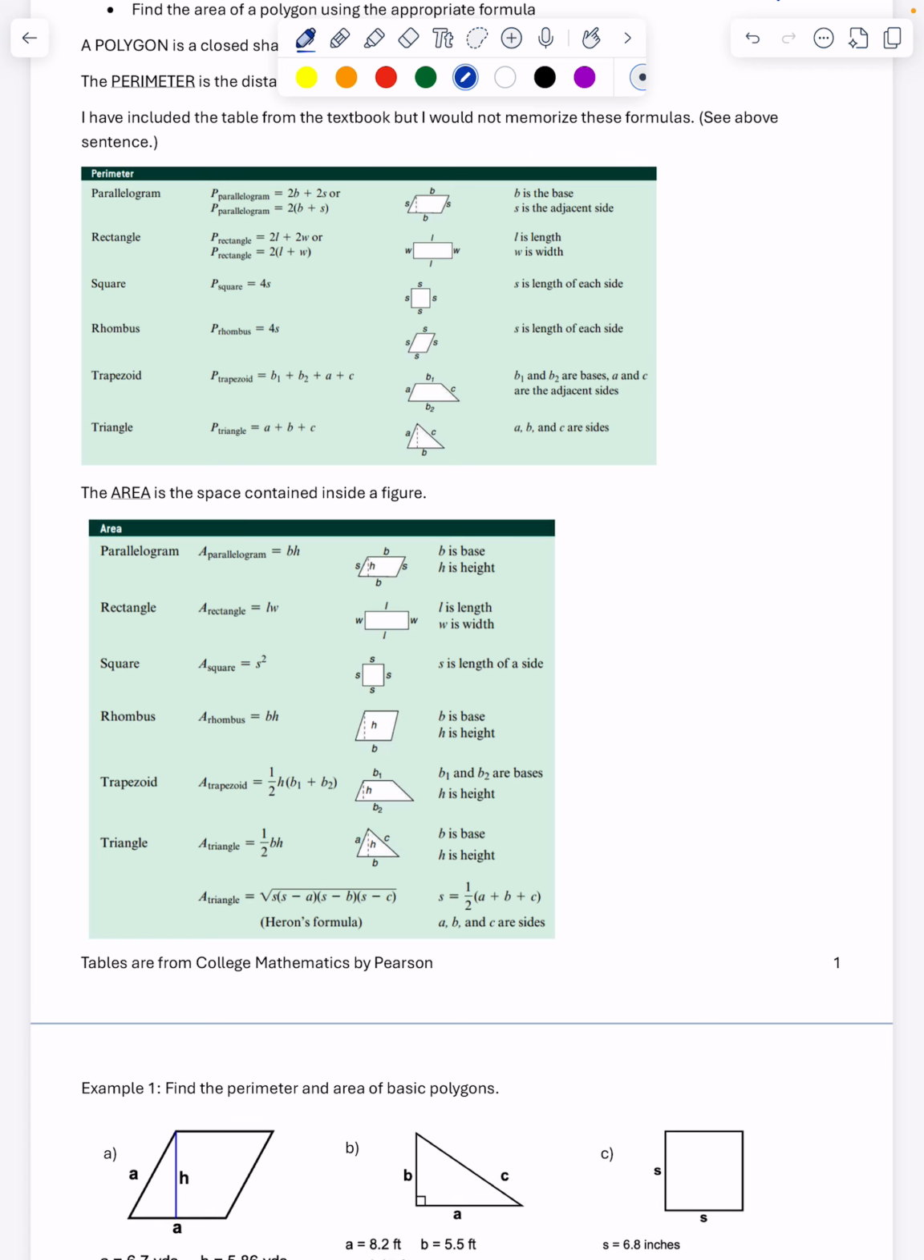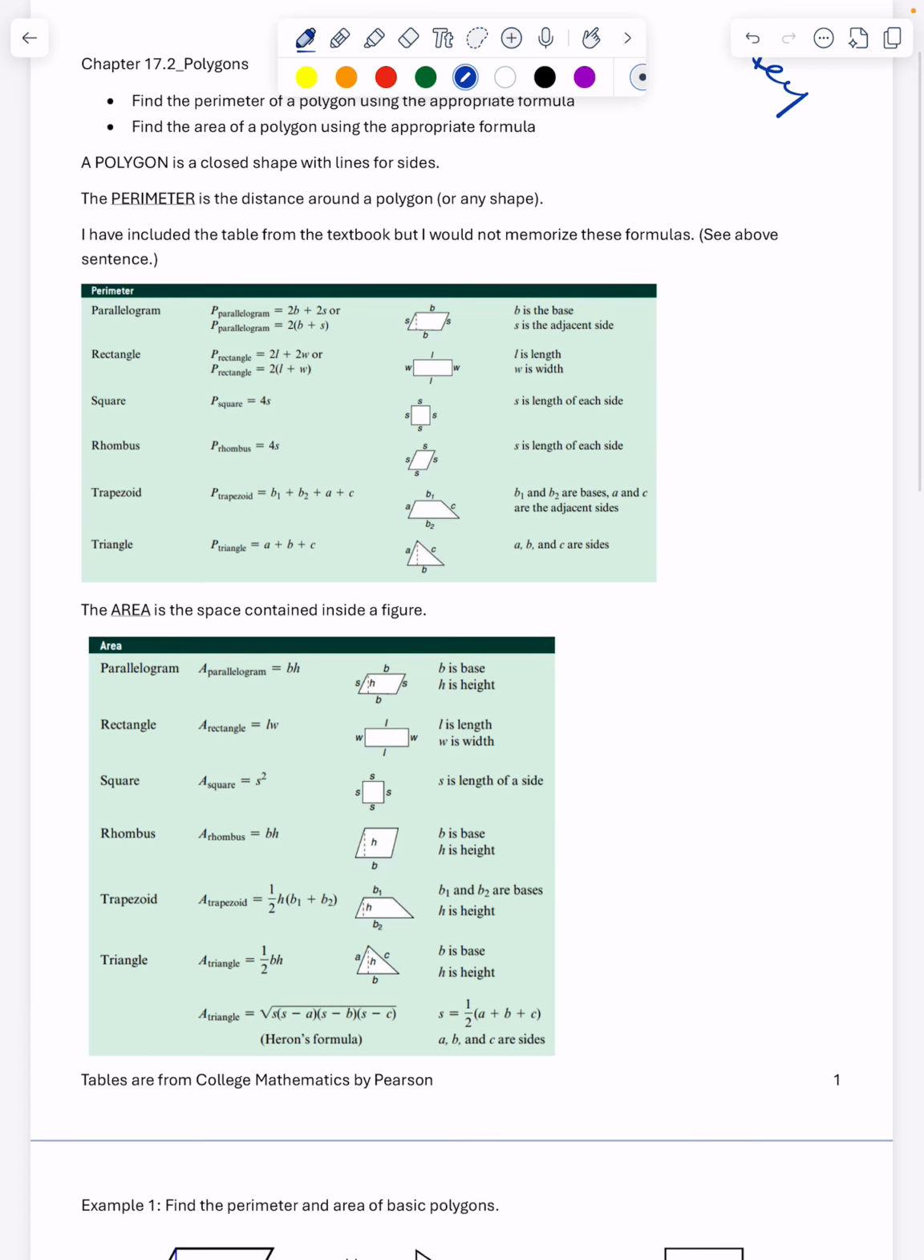There are formulas for perimeter. So let's back up a second. First off, a polygon is a closed shape that has lines for sides. So no half circles, no curves, strictly straight lines: triangle, square, quadrilateral, pentagon, okay? When we talk about the perimeter, we're looking for the distance around the shape.